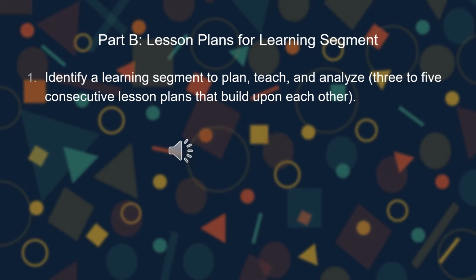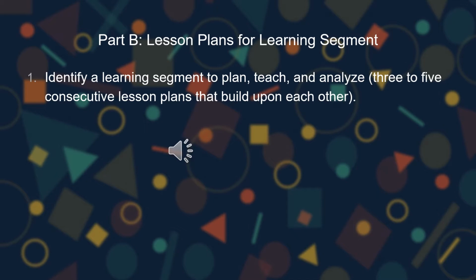For Part B, you are going to be required to write a set of 3 to 5 lesson plans. So we'll take this in a few steps. For step 1, the first thing that you have to do is you have to identify a learning segment, or a set of plans to plan, teach, and analyze. This is going to be the same set of lessons that you plan in task 1, that you teach in task 2, and then you're going to analyze in task 3.